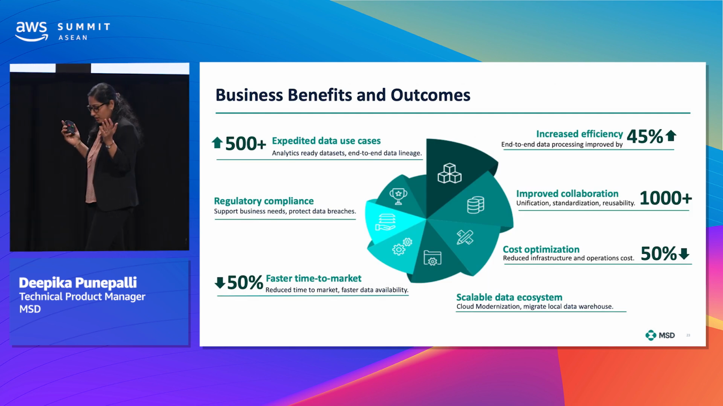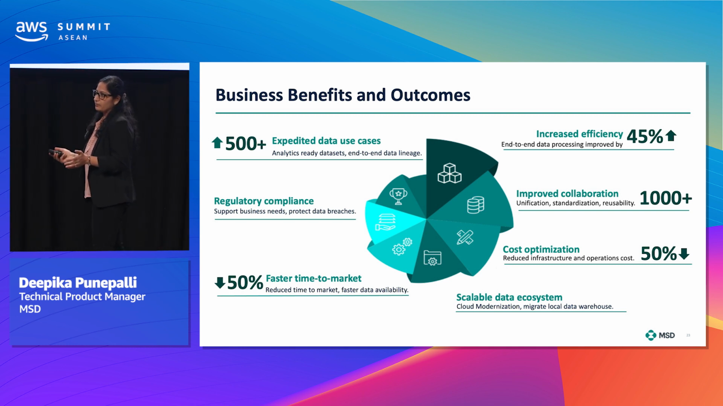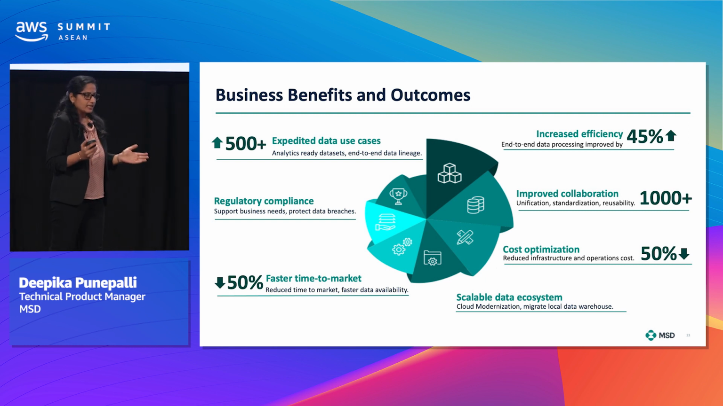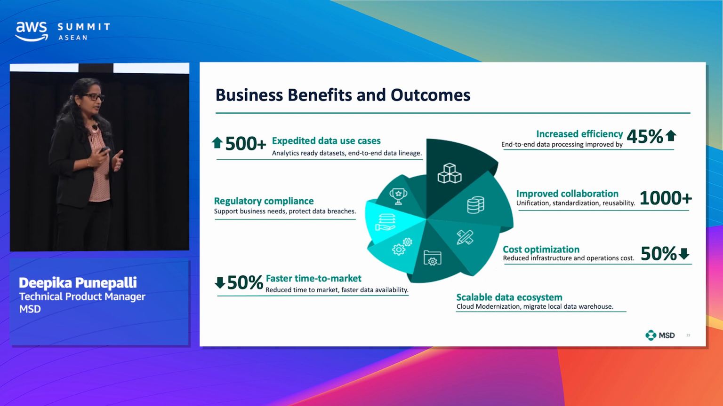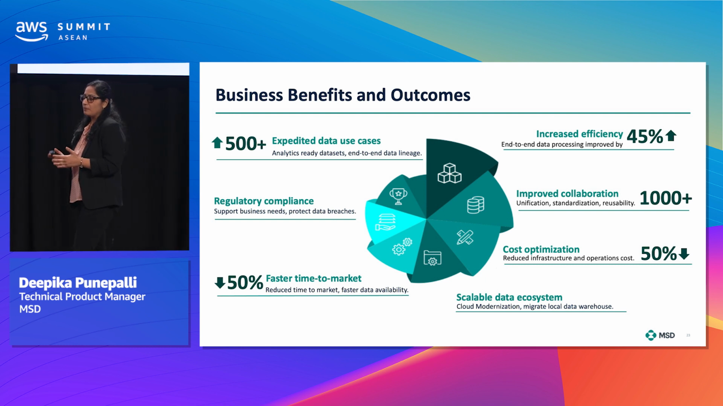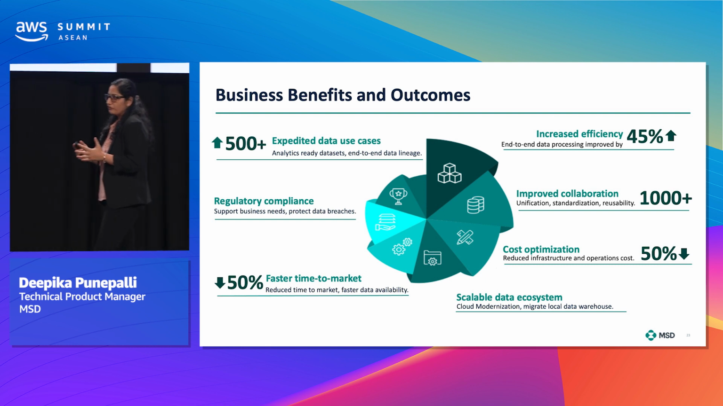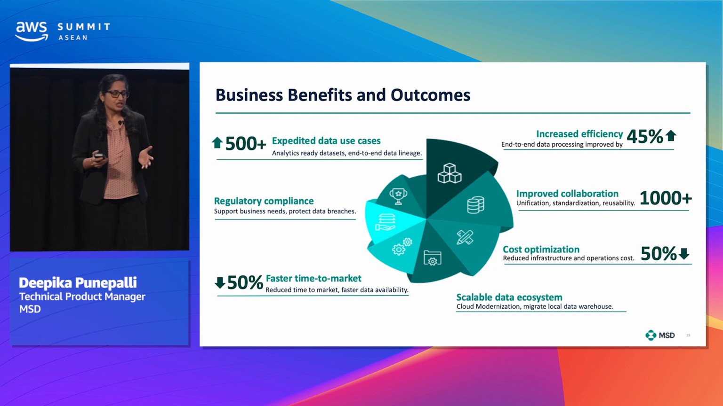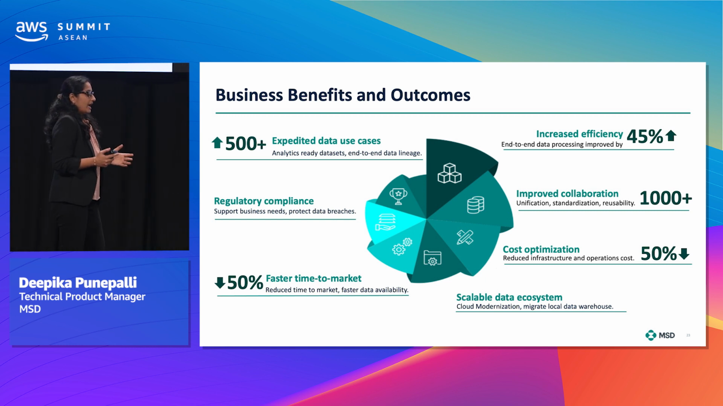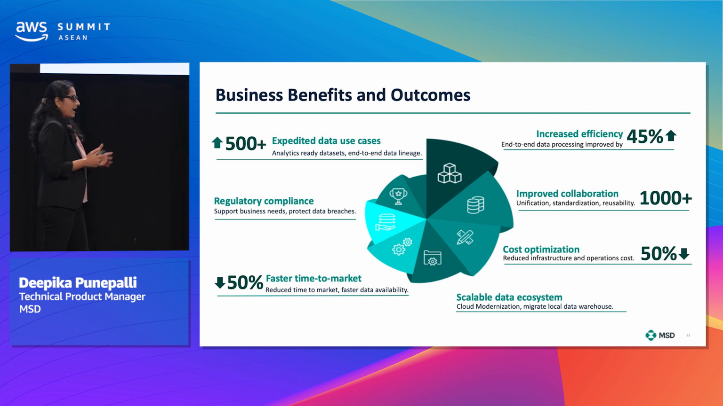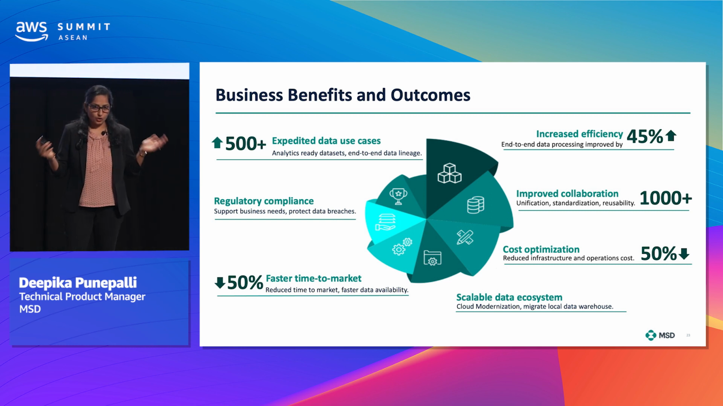Not only this, the modernization of our data hub into a fully cloud-native architecture on the AWS platform has unlocked significant business benefits and outcomes. These include increased efficiency in end-to-end data processing by 45%. We have achieved it by modernizing our pipelines and leveraging reusable frameworks with increased data transparency. We also improved collaboration by avoiding data silos and fostered the reusability of the data sets across the business domains. As of now, we have deployed over 1,000 pipelines globally.